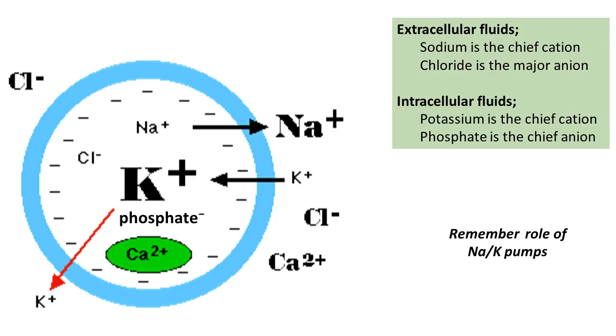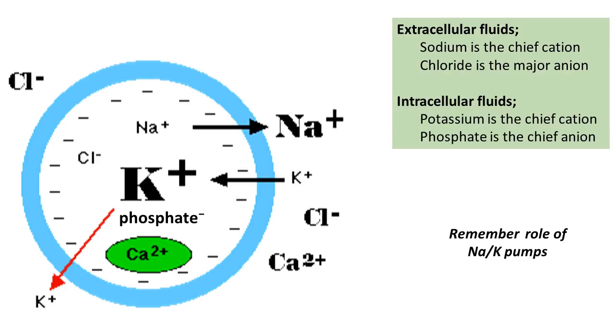We know that the intracellular and extracellular fluid compartments have different concentrations of electrolytes. Positively charged electrolytes are known as cations, and negatively charged electrolytes are known as anions. So if we look at the intracellular compartment, the chief cation is potassium. We have much more potassium on the inside of the cell than we do on the outside of the cell. And the chief anion in the intracellular space is phosphate. Phosphate is a negatively charged structure, a negative electrolyte.